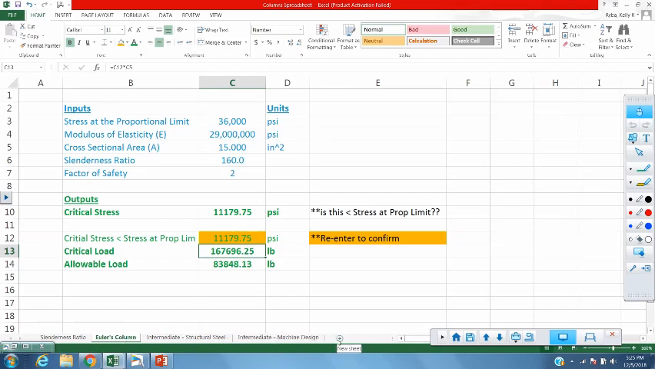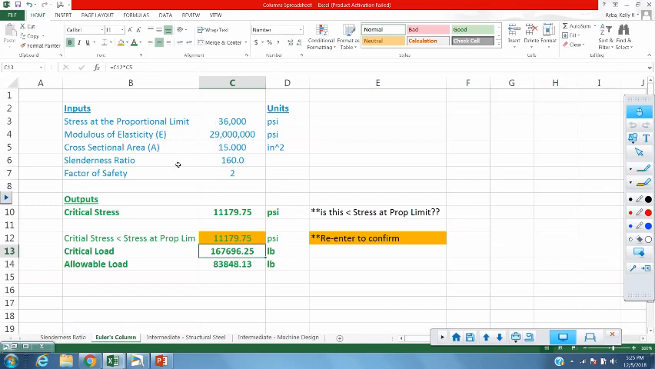If I wanted to add another one, I have the plus sign where I could add another one. Okay, so that's my Euler's column. Now, something I want to point out that I didn't say as we were going through.